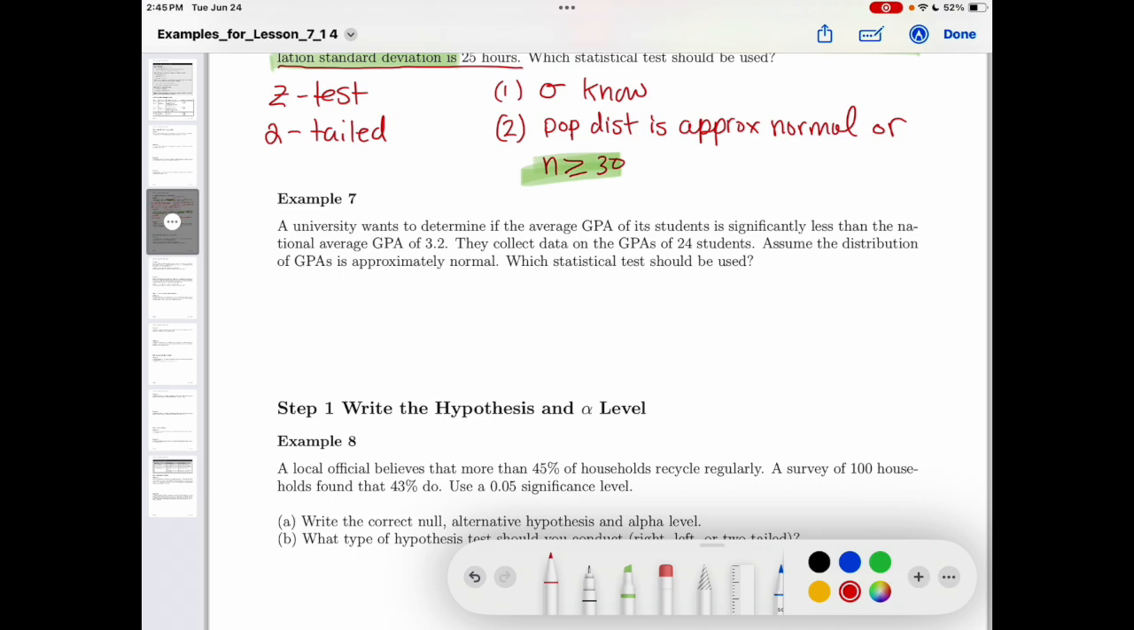All right, example 7. A university wants to determine if the average GPA of its students is significantly less than the national average GPA of 3.2. They collect data of 24 students. Assume the distribution of the GPAs is approximately normal. Which statistical test should be used? Now, we're talking about averages here, so we're going to use a z-test or t-test. Because we're not given the population standard deviation, I think we need to use a t-test and the student t-distribution.